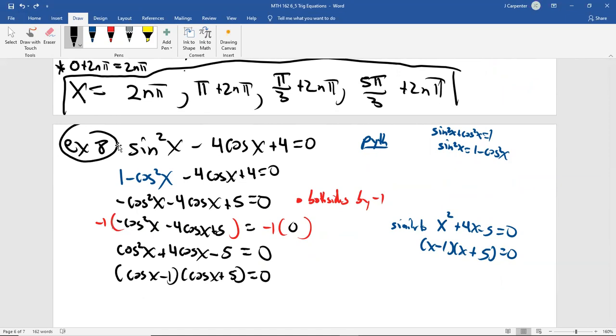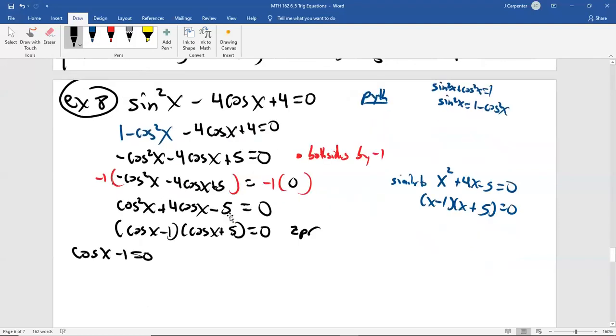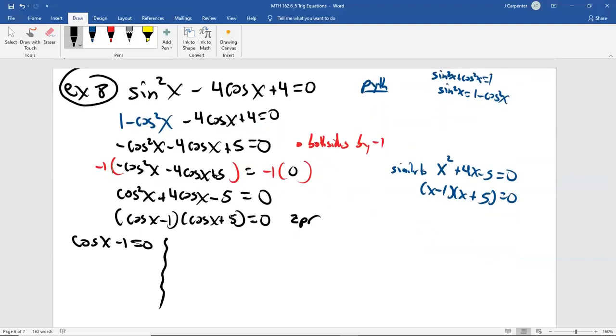And now here we apply our zero product rule, which means we set each factor equal to 0. So we set the cosine of x minus 1 equal to 0. And then we set the cosine of x plus 5 equal to 0. First one, add 1 to both sides, you'll get cosine of x equals 1. And this is only possible on a quadrantal. Tangents are the only ones that are 1 on non-quadrantals. Again, quadrantal, 0, 90, 180, 270, 360, etc.